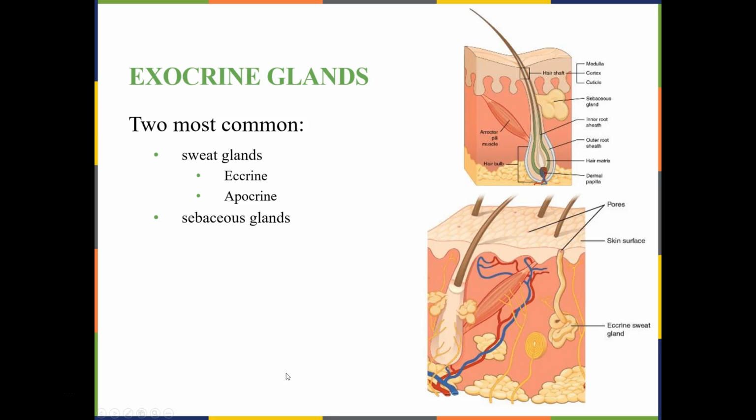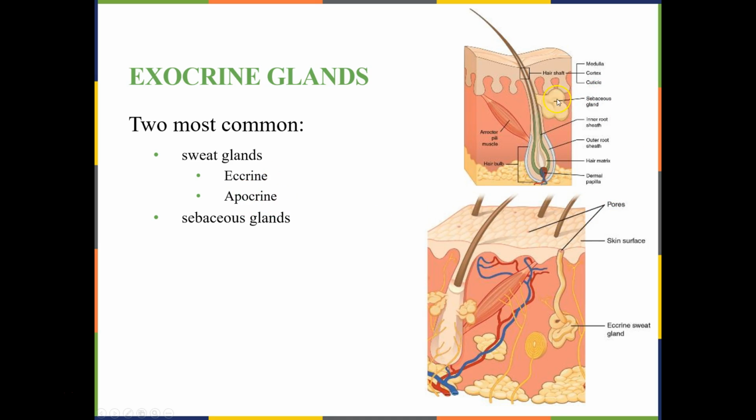Welcome back again. So now we're going to be talking about our exocrine glandular tissue. The two most common types are your sweat glands and your sebaceous glands. So there are two types of sweat glands. Sweat glands are also known as sudoriferous glands. We have eccrine sweat glands and apocrine sweat glands.